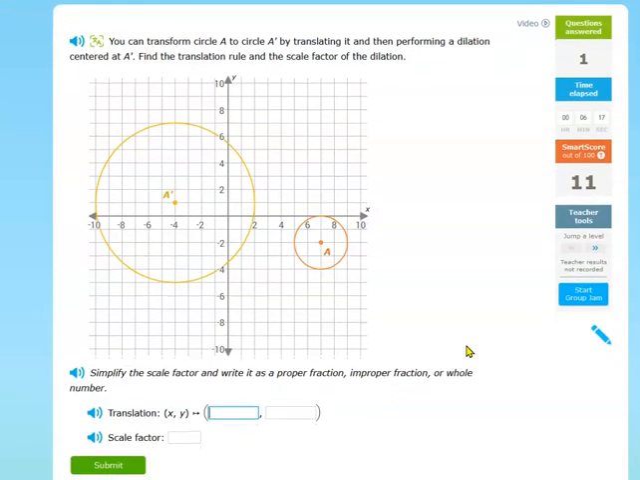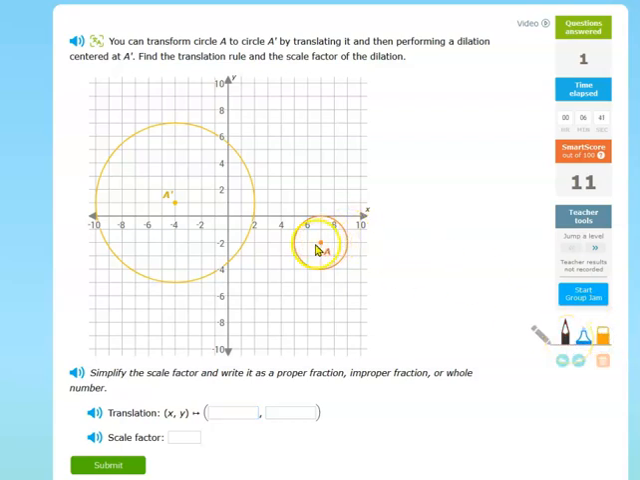This one says you can transform circle A to circle A prime by translating it and then performing a dilation centered at A prime. Find the translation rule and then the scale factor. All right, so first, we want to figure out what our starting point is. Our starting point is always the letter that doesn't have the prime symbol. So we're starting right here.